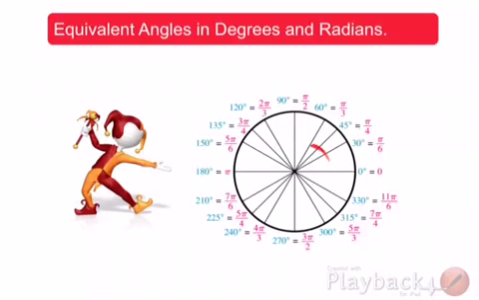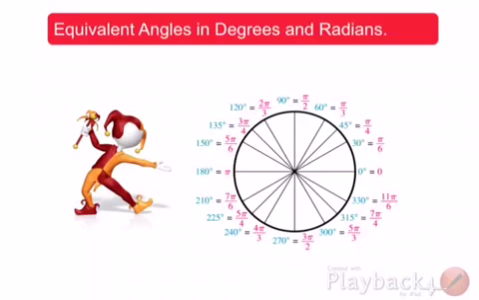If I was to go into the next 30 degrees, it would be another pi over 6, so it would be 2 pi over 6. Then 3 pi over 6, which can simplify to pi over 2. Then 4 pi over 6, which can simplify to 2 pi over 3. 5 pi over 6, which is this one here. And 6 pi over 6, which can simplify to just pi.